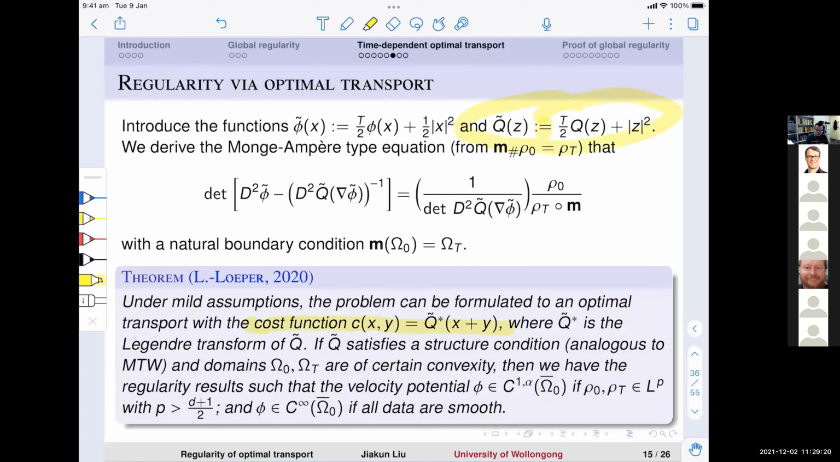And from the MTW condition, we can obtain a lot of regularity from the theory of optimal transport, such that as far as the density is L^p, for p large enough, the velocity potential function will be C^{1,alpha}. And if the density is smooth enough, then the velocity again is smooth enough. If the velocity is smooth, then we can control all the paths of the particles.